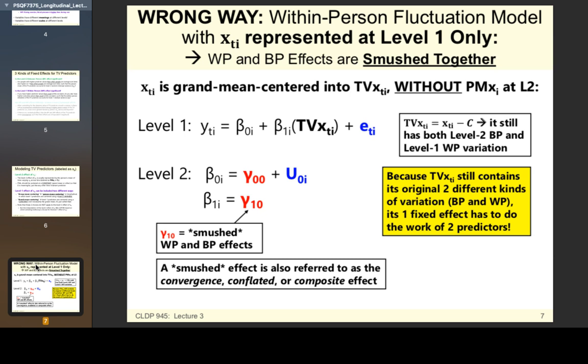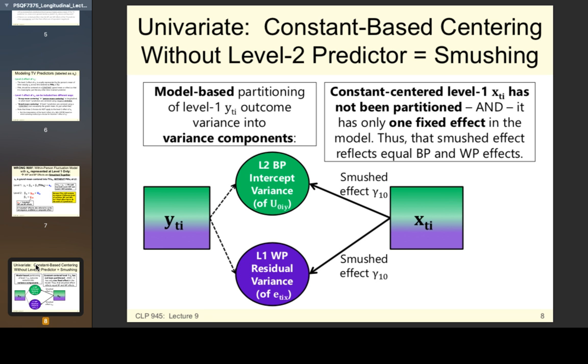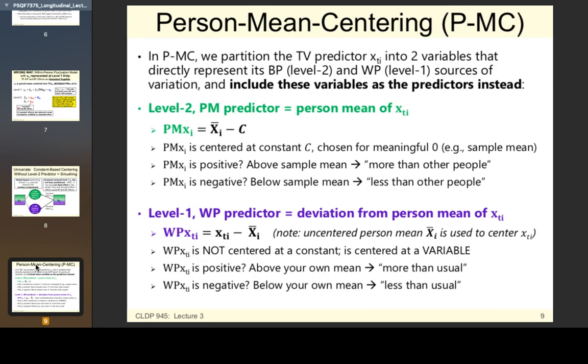So this is the problem that I refer to as a smushed effect, because the level 2 and level 1 effects are smushed together. It's almost always a strong assumption, yes. A nicer, more formal way to say that is a conflated effect. But this is a well-known problem in multilevel, conflating level 2 between-person mean differences with level 1 within-person variation. And by the way, it's amazing how many people who do multilevel never consider this. It's the number one thing that people screw up. So I have a picture that describes that. Here's how we fix it.